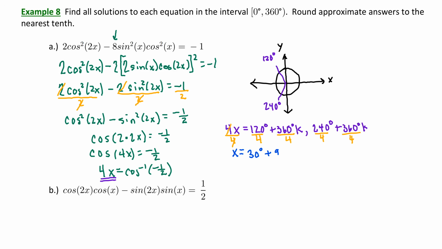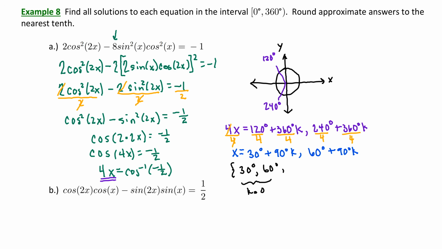360 divided by 4 is 90, and that one has a k with it. 240 divided by 4 is 60 degrees, plus, again, a multiple of 90 degrees. From these formulas, we can then generate the list of solutions between 0 degrees and 360 degrees. Using k equals 0, our first two solutions are 30 degrees and 60 degrees. Again, those are obtained from k equals 0.